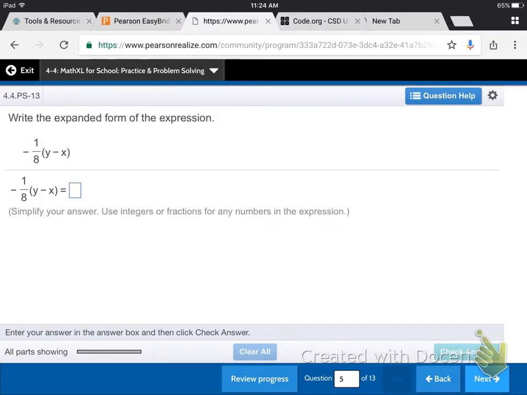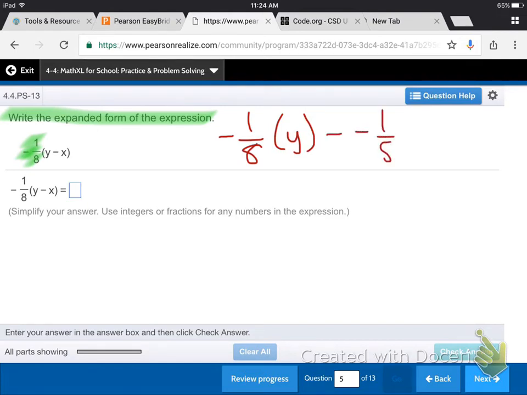Moving right ahead. You guys are getting the hang of this now. We're going to take -1/8, that's the multiplier outside of the parentheses. And we are going to write the expanded form of the expression. So that's -1/8 times the first term, which is y, minus -1/8. Notice that. The minus sign comes from there. The negative sign comes from there. -1/8 times what goes inside those parentheses. You got it, x.